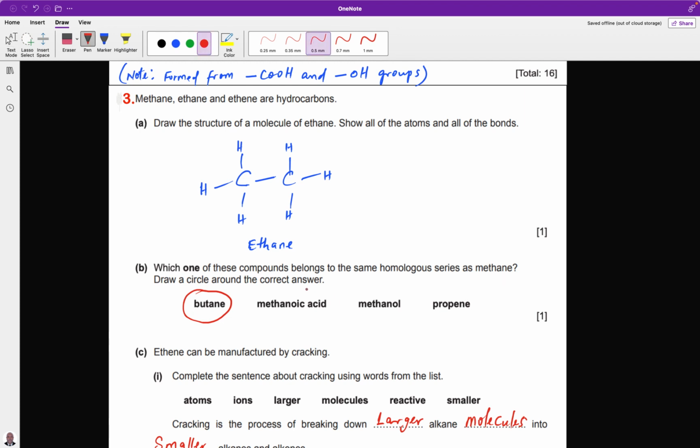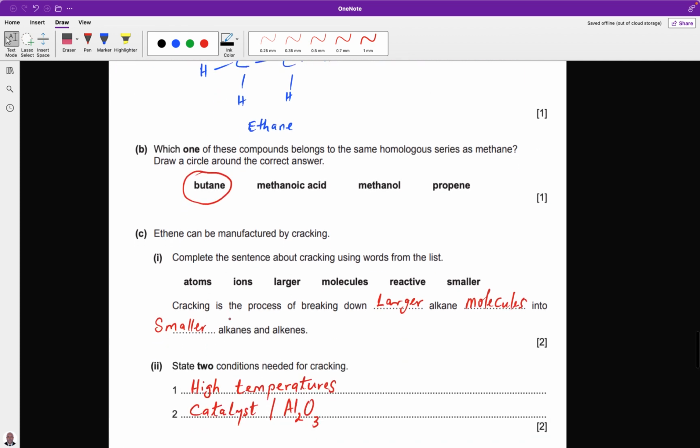Now, which one of these compounds below belongs to the same homologous series? The homologous series is alkane. Methane belongs to alkane. And here, the only alkane is not methanoic acid, is not methanol, and is not propene. So the only alkane here is butane. You circle it. Part C of it.